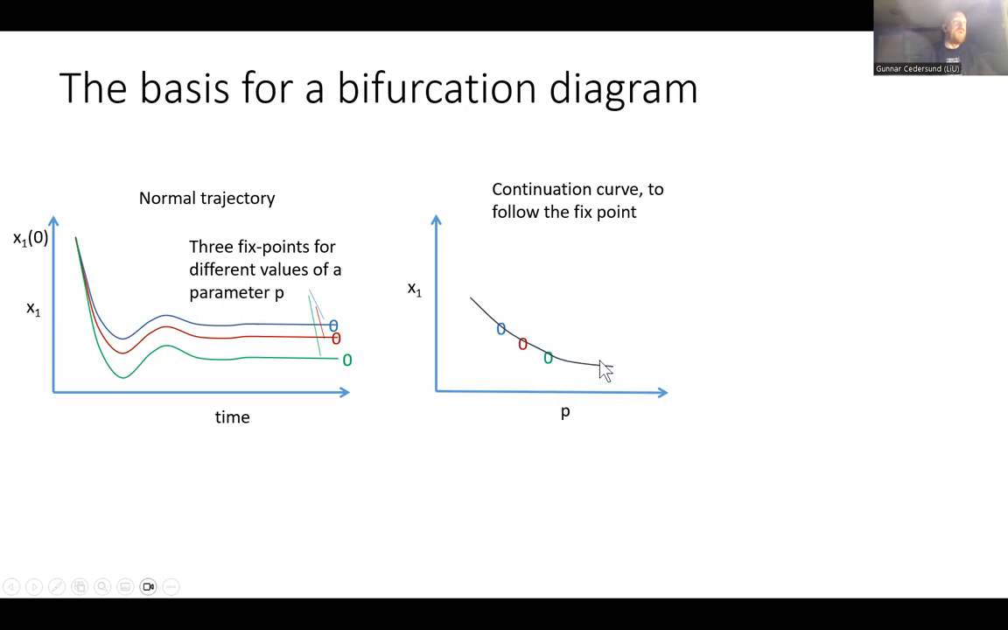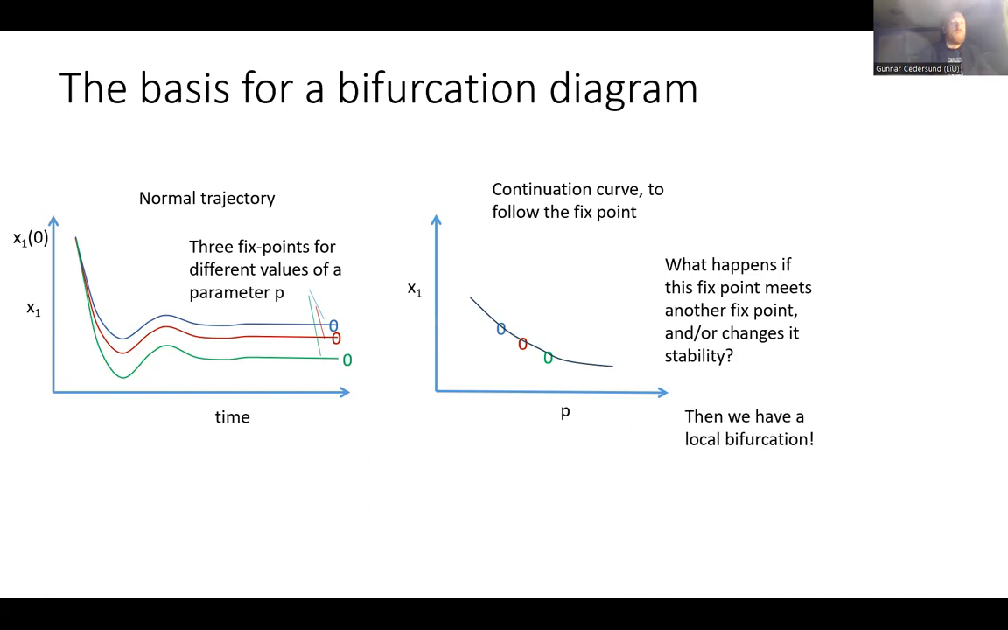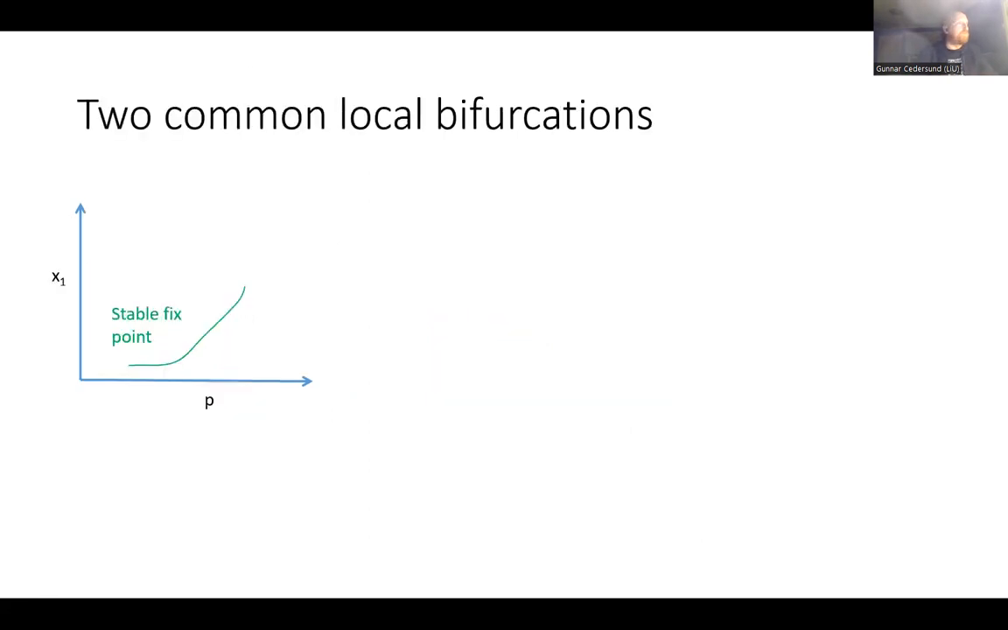And this curve that follows only the fixed points is called a continuation curve. So you obtain this using continuation methods. And the question now is, what happens if you move along this curve following just fixed points, fixed points, fixed points, and you meet another fixed point? Or if something happens to this fixed point, it might lose its stability, it might gain stability. What then? Well, then we have a bifurcation. So that is what the local bifurcation is about.